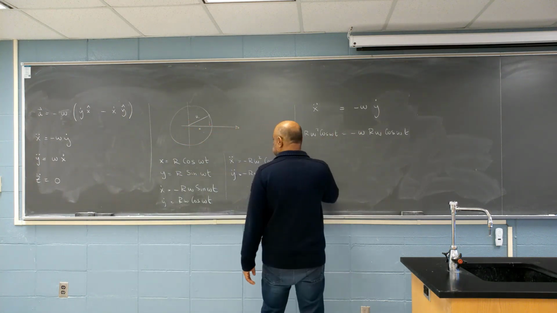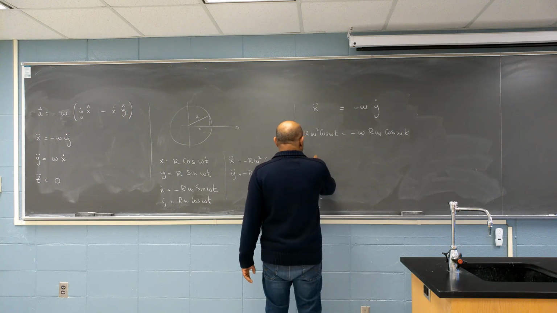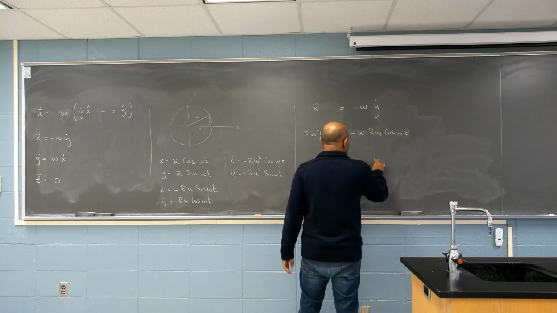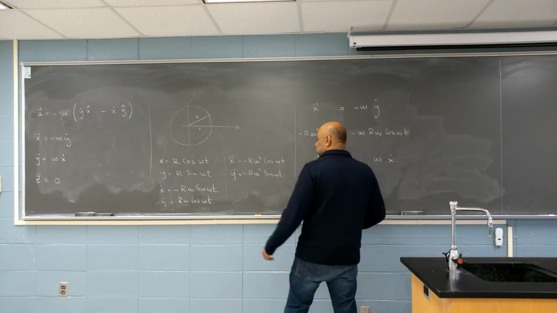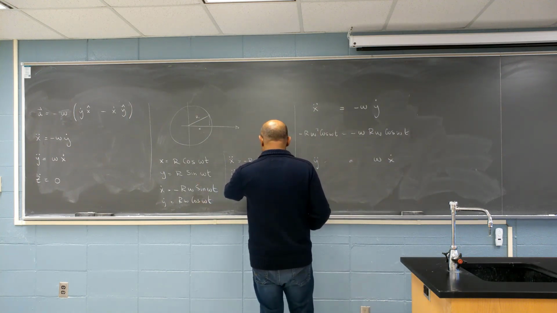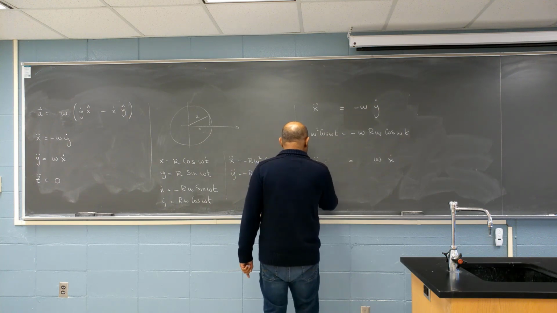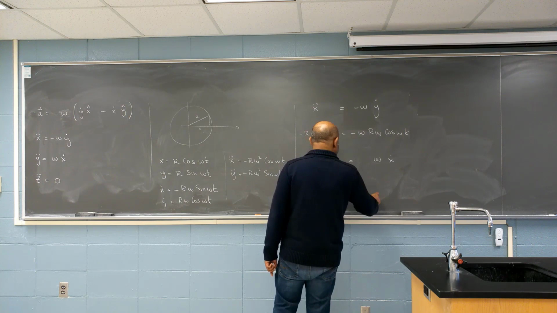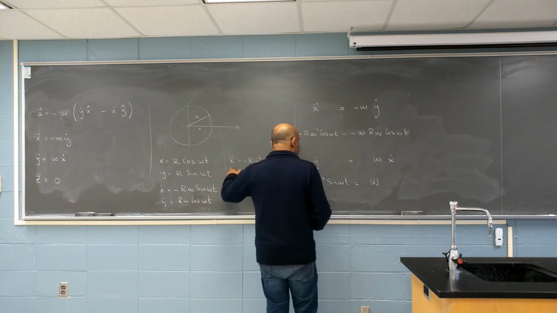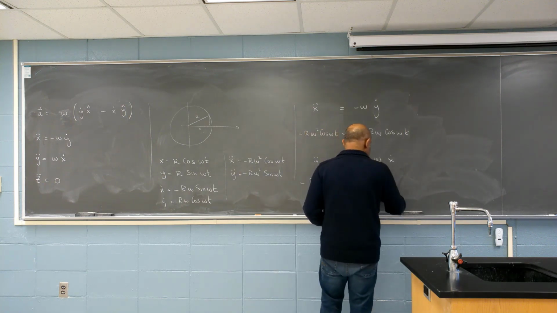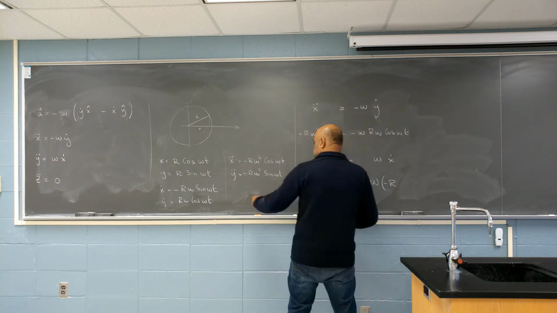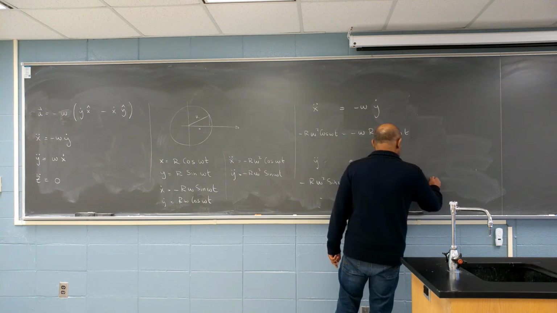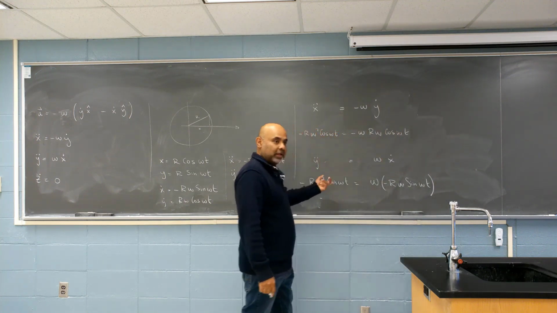Let's try the other one. y double dot is equal to, again, let me leave a little space, omega x dot. y double dot is minus r omega squared sine omega t equals omega x dot. It better have a negative sign, and it does, minus r omega sine omega t. That too works.